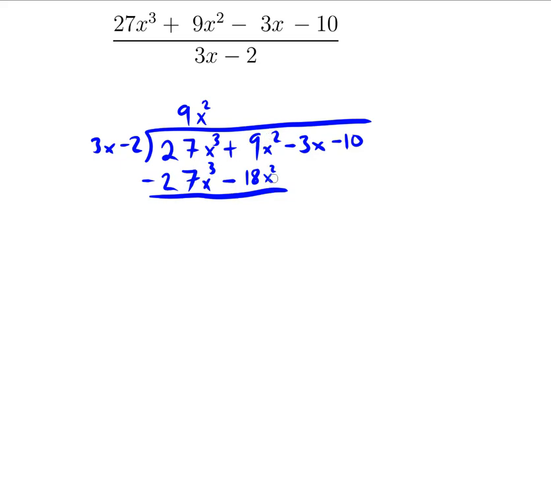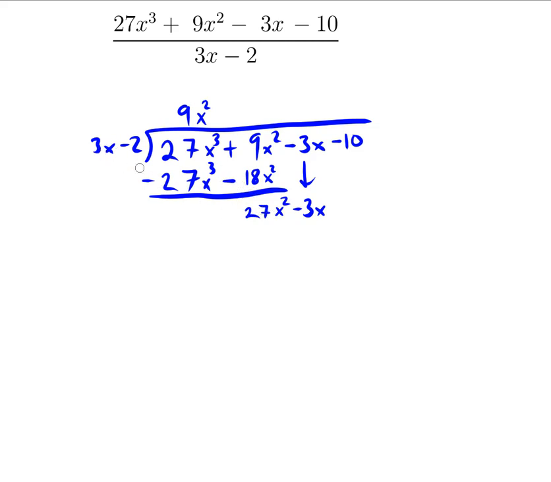And then I have 9x squared minus an 18x squared. It's not a 9 squared minus an 18x squared. It's a 9x squared minus a negative 18x squared. So in fact, they get added in this case. So 18 plus 9 is going to be 27x squared, right? I think I did that math right. So 27x squared. I guess I'll find out real soon. And then I'm going to bring down my negative 3x term. Okay, so far I think I'm looking pretty good. I get my 3x.